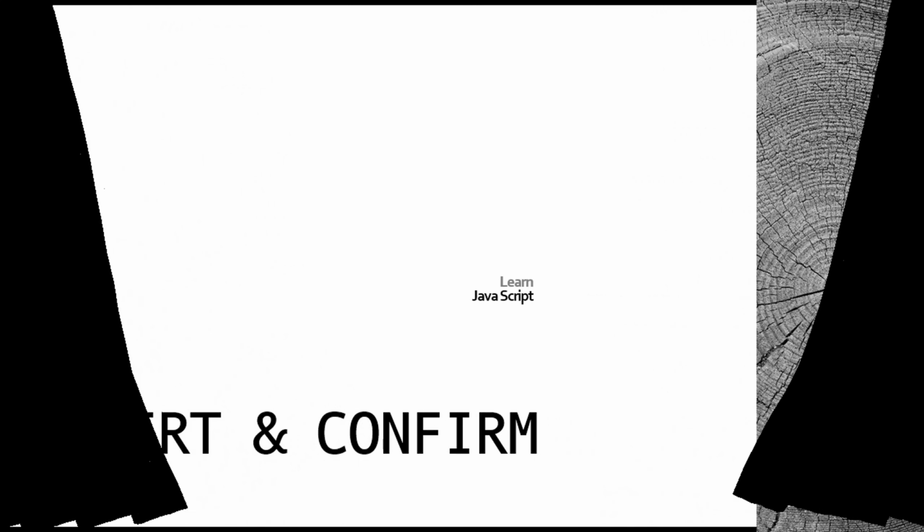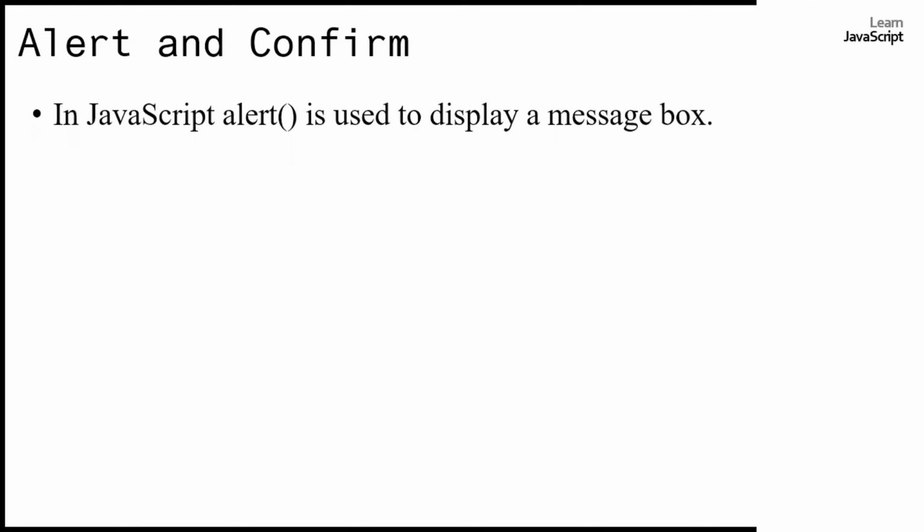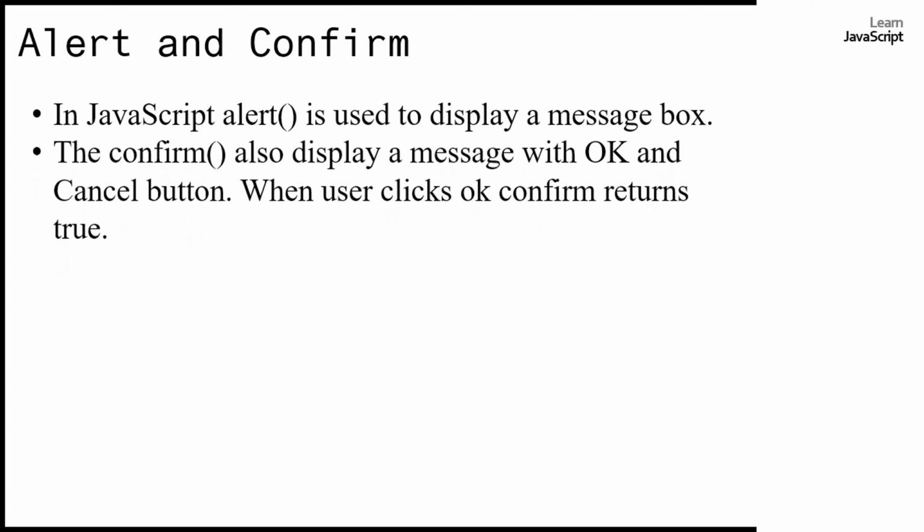Hello friends, in this video we will look at alert and confirm in JavaScript. Alert and confirm both are useful to display some message to the browsing user. In JavaScript, alert is used to display a message box. The confirm also displays a message, but with OK and cancel buttons in it.